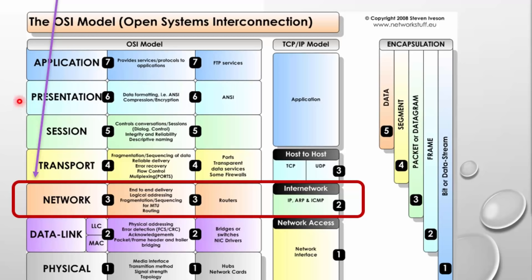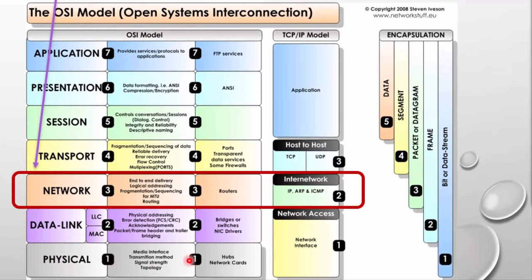Again, this is a very interesting OSI model graphic. I encourage you to stop and read it and look at it. And if there are questions on it, come talk to me. A couple things I want to show you: in the transport layer, they talk about fragmentation, sequence of data. Remember, this is TCP: reliable delivery, error recovery, flow control, multiplexing. This is all about TCP. There are some multiplexing capabilities of UDP, but it's very important for you to start understanding what goes on at these layers.